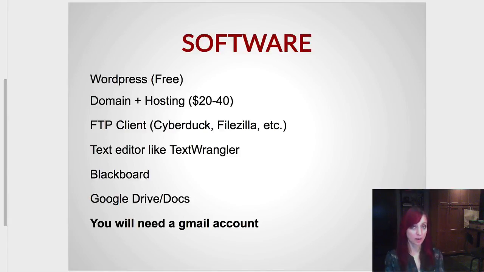So you're going to use WordPress, which is free, but to host your WordPress site, you're going to need a domain and hosting, which is going to cost you about $17 to $40 for the course. You'll need an FTP client, which will allow you to log in to your server, your hosting server, and put files there. You'll need some kind of text editor like Text Wrangler so that you can work with HTML and CSS. Blackboard, obviously, Google Drive and Docs, and that means you'll need a Gmail account.